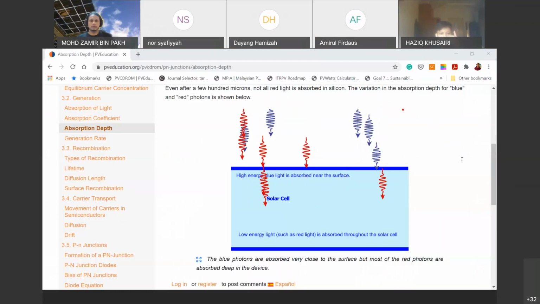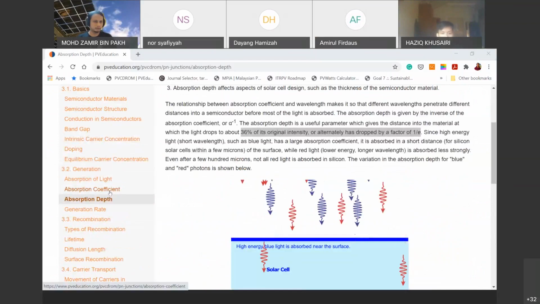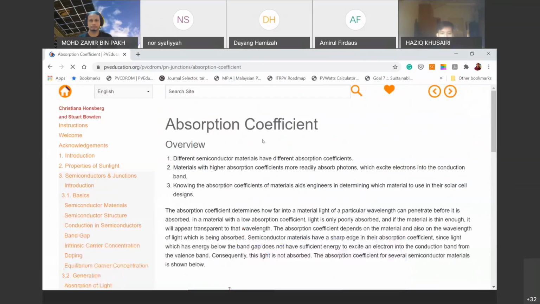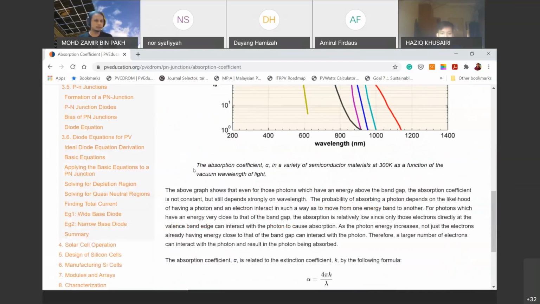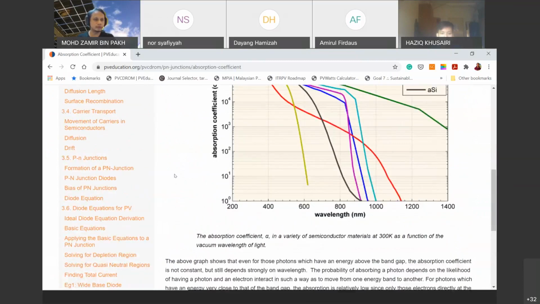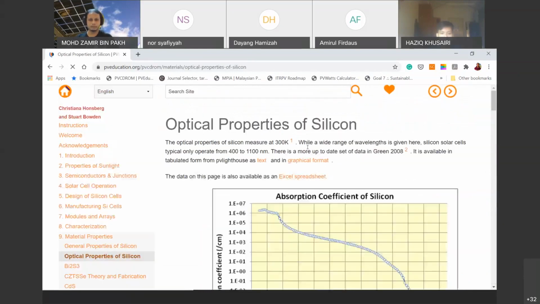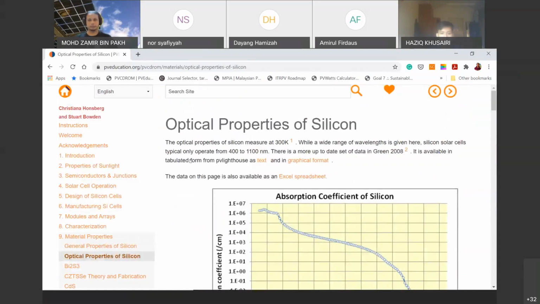All right, good. So the depth here is, oh, we don't have it here. Absorption coefficient. I'm opening this. What's the depth? It doesn't show here. Hold on. This is the coefficient. Let me see this. Okay. So you can come here. You can click just now the optical properties of silicon, and that will bring you to this page, and you can see here the whole thing.